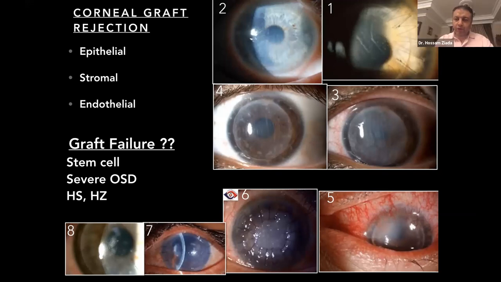Okay, if you look at the most down right figure, the number five figure, this was a PKP in a patient of very old age, about 75 years old. I implanted the cornea, and the cornea was well for about 5 months, and then in the sixth month it started to fail from the superior part, with extensive vascularization and opacification.